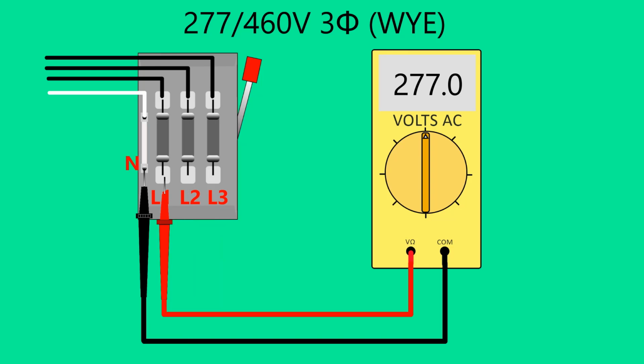Each phase-to-neutral voltage of this system is 277 volts. The voltage from the neutral to line 1 is 277 volts. The voltage from the neutral to line 3 is 277 volts. The voltage from the neutral to line 2 is 277 volts.